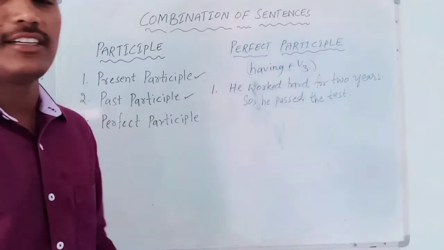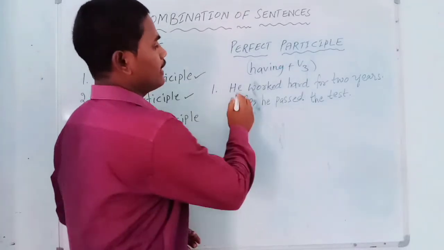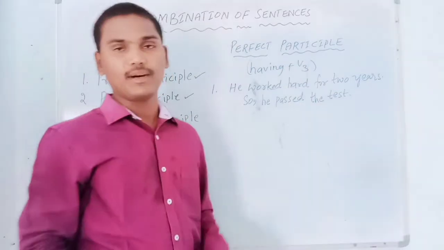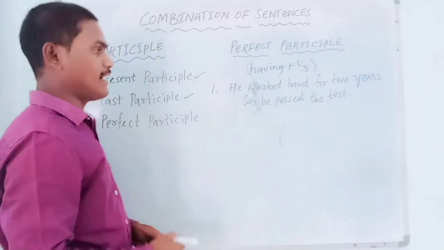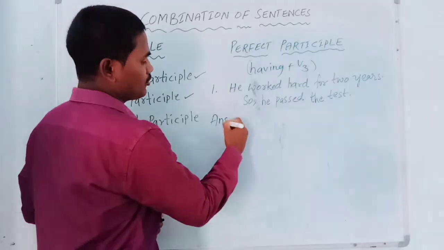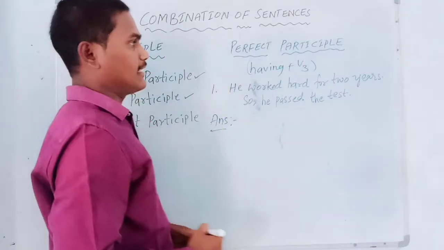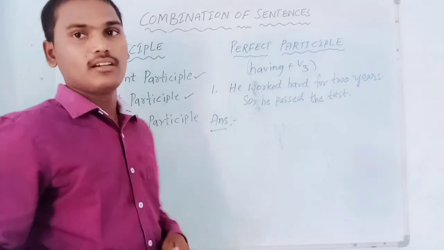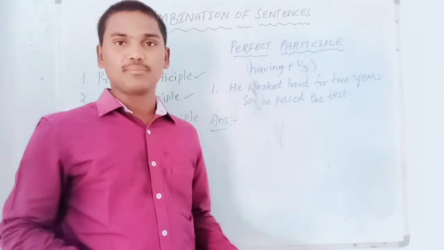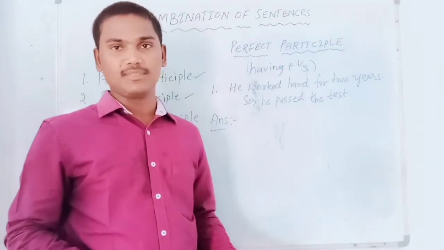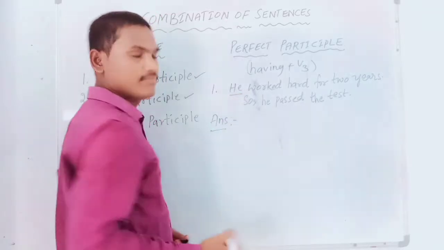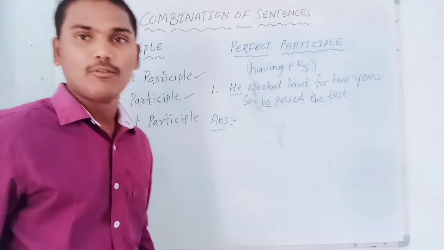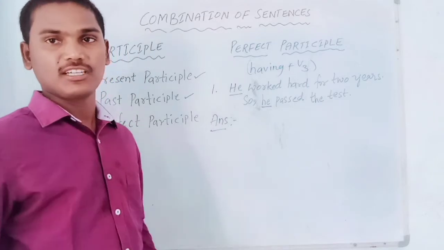Okay, students, now look at the first example. He worked hard for 2 years, so he passed the test. He passed the test. So it is an example. How can we join these two sentences as a single sentence with the help of perfect participle? Firstly, we have to observe. Are there different subjects in each sentence or the same subject? So let us see first. He and also he. So both are the same subjects. So what should we do? We need to remove one subject in the first sentence.